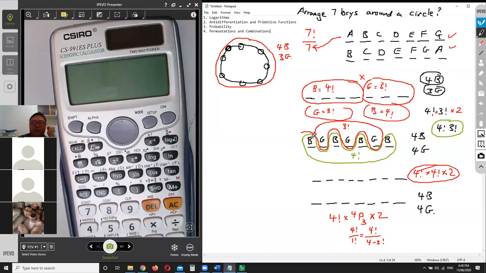So see how you've got a boy at the start and a boy at the end when you've got 4 and 3, right? When you join that up into a circle, the 2 boys have to be together, right? So I want to change the question slightly. 4 boys around a circle.